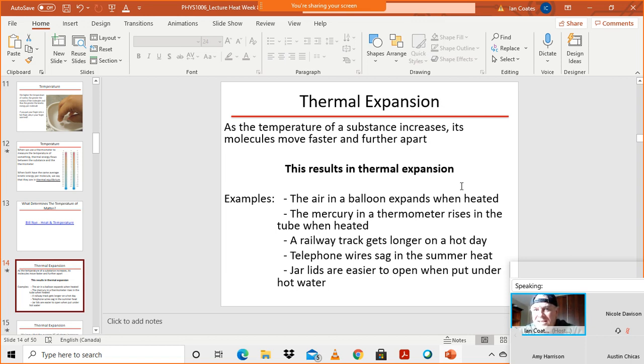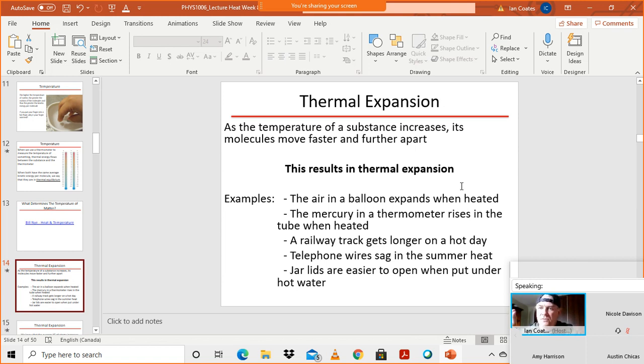And what is this? The air in a balloon expands when heated. So if you have a normal balloon, tied up, put a lighter under it, or some type of heating element that's not going to bust the rubber or the plastic, it'll get bigger the more you heat it, because the more energy you're putting into the air inside the balloon, the air inside is going to start moving faster and faster, and it's actually going to push the balloon out and make the balloon bigger. The opposite is also true.